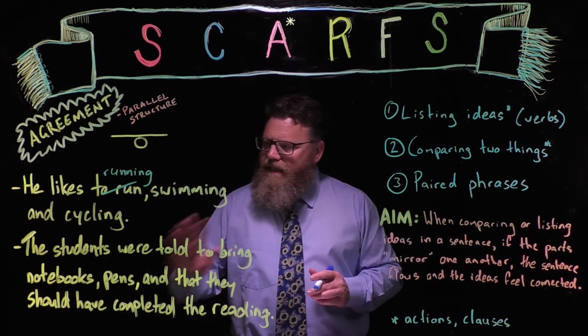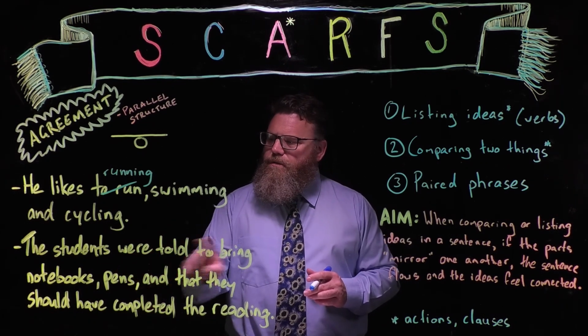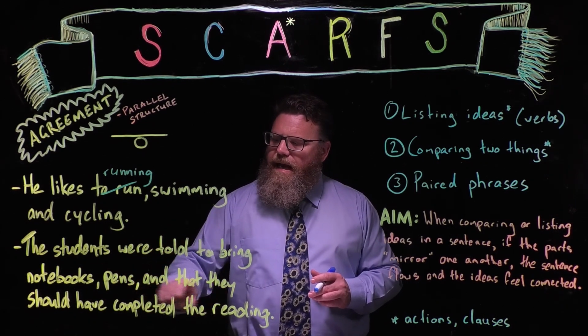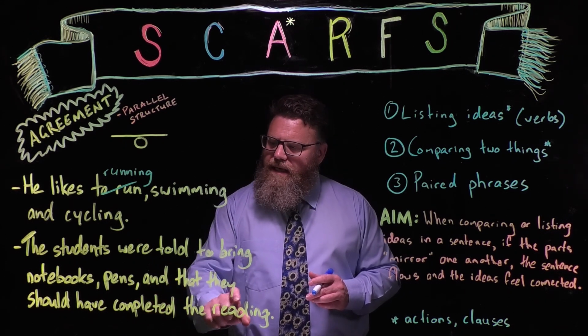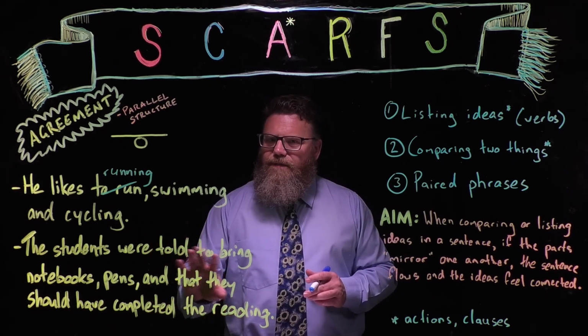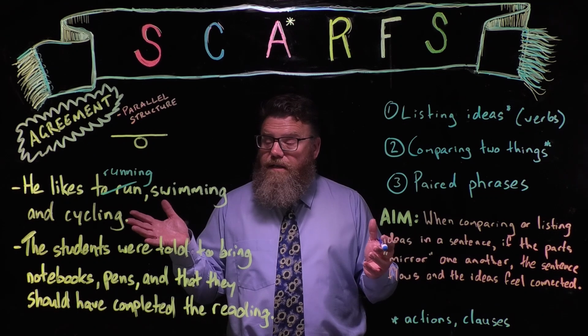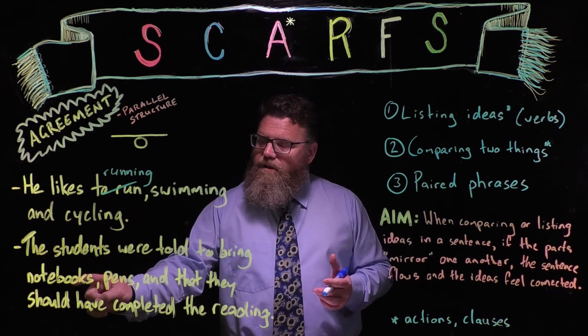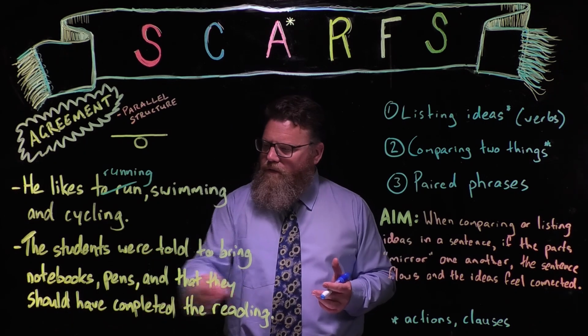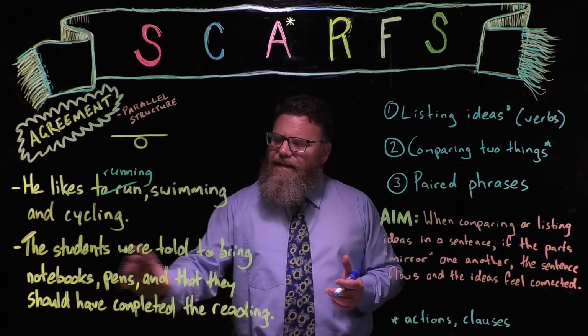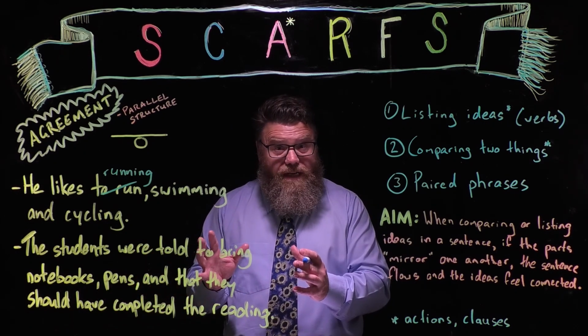Okay, this second example is slightly different. The students were told to bring notebooks, pens, and that they should have completed the reading. The reason that sounds a bit off towards the end is we've got a list of things here, the things that the students needed to bring, and the first two are nouns. But then the third one is, it's like a whole clause, they should have completed the reading. That's where the lack of parallel structure comes in.